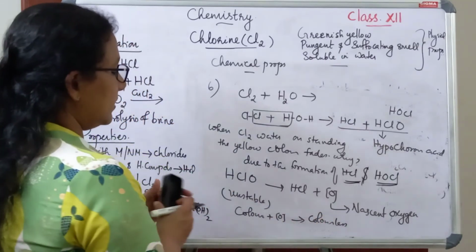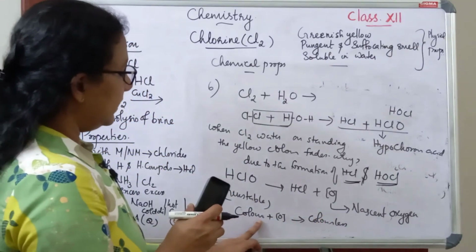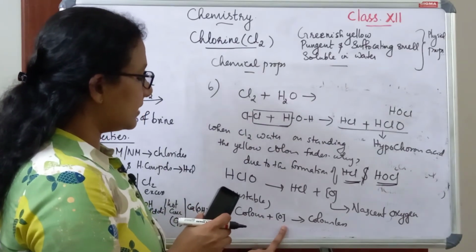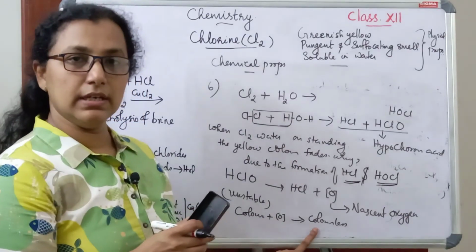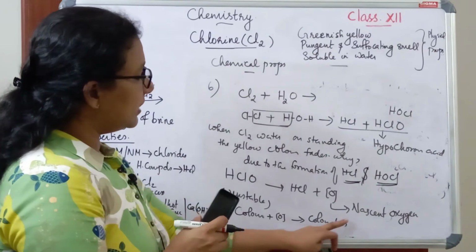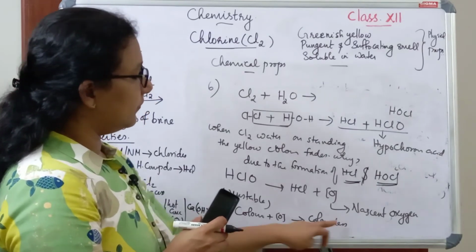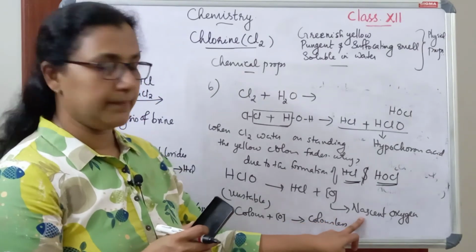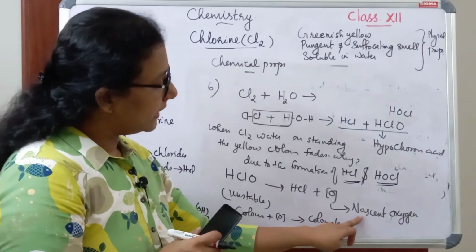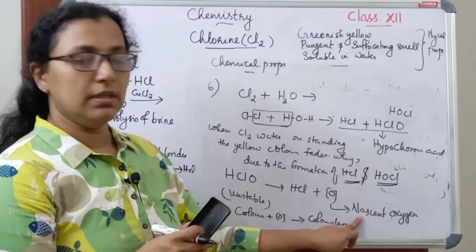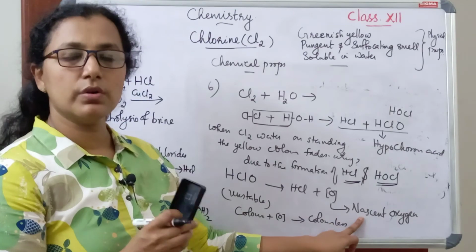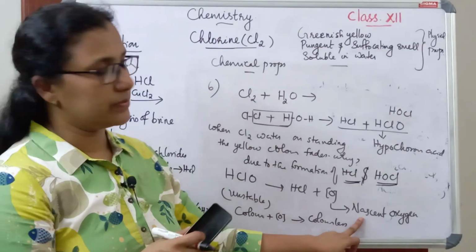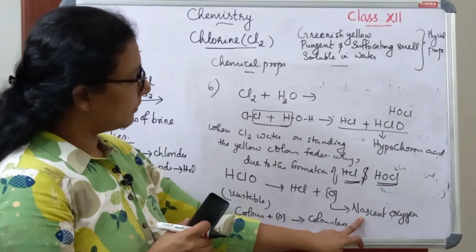So that is a reaction. Actually, when colored material reacts with this nascent oxygen, it produces colorless material. So the bleaching action of chlorine is due to the formation of nascent oxygen. And also we can say the nascent oxygen formation is the reason for the oxidizing property of chlorine also. So we will see that oxidizing property.